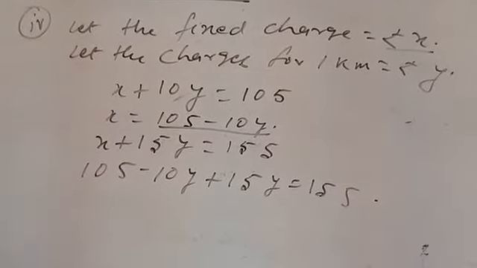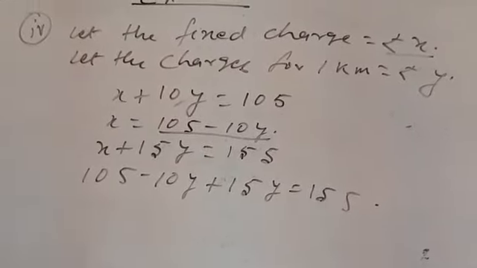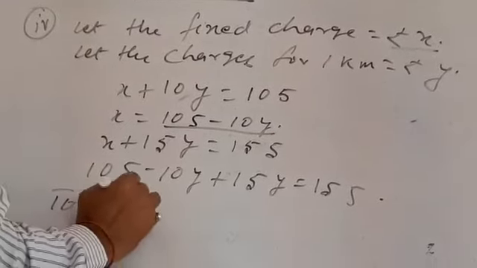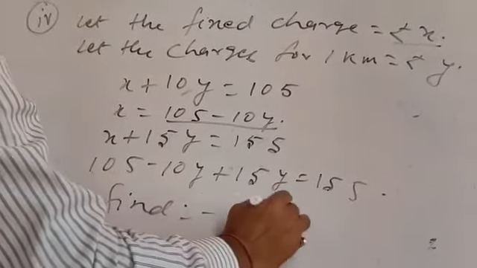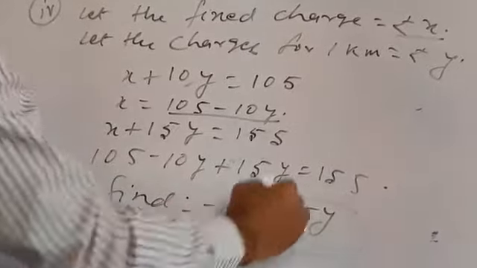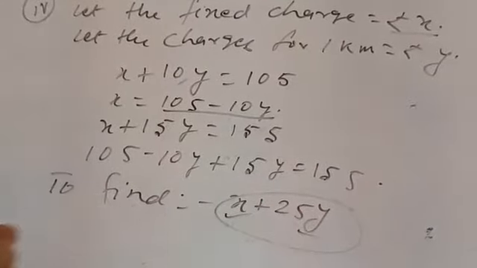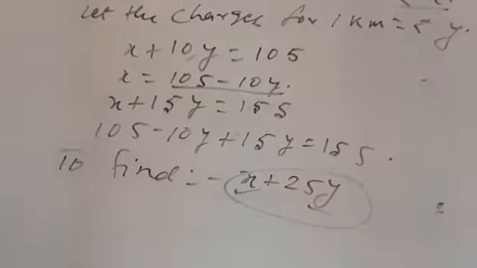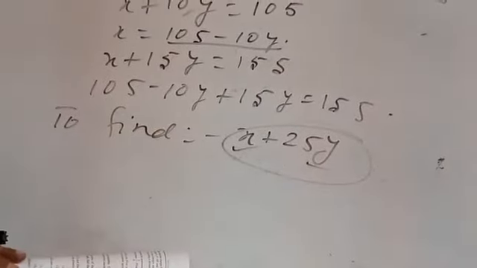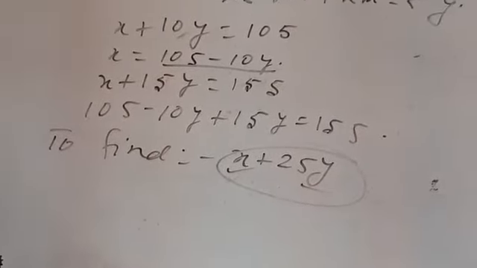So after finding the values of x and y, what do you need to find finally? You need to find x plus 25y. Once you have the value of x and the value of y, you won't have any problem finding the value of x plus 25y. So this is all about question number 4.